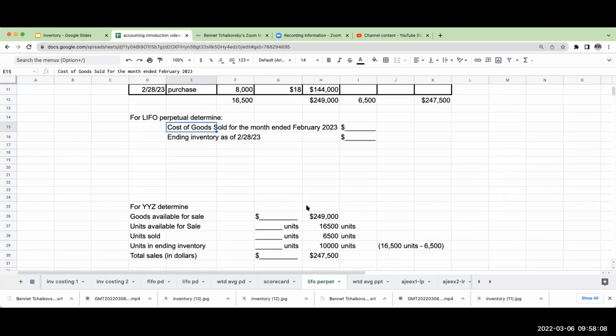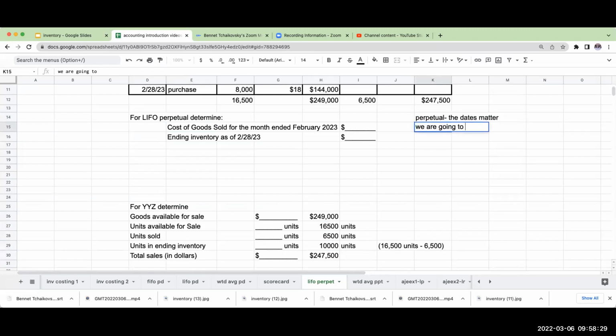Okay, remember, for this question, the same constants apply. Goods available for sale, 249,000. Units available for sale, 16,500. Units sold, 6,500. Units in ending inventory, 10,000. But in perpetual, the dates matter.